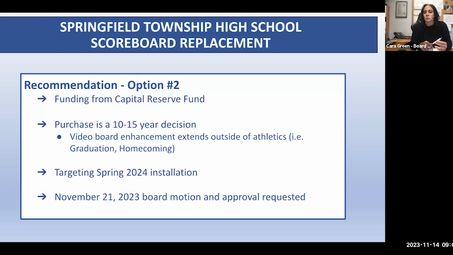We are targeting a spring 2024 installation. And what we're looking for is a board motion and approval requested at the November 21st board meeting for option number two. Funding will come from capital reserve for this.